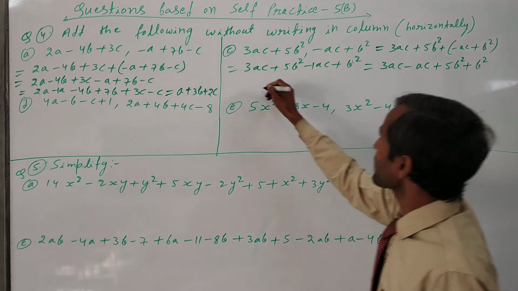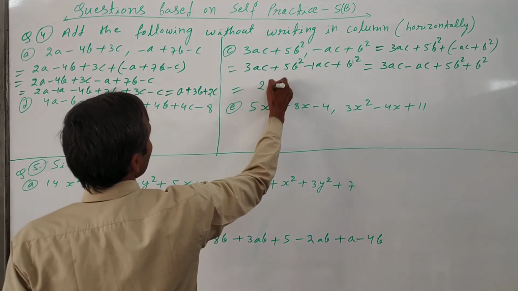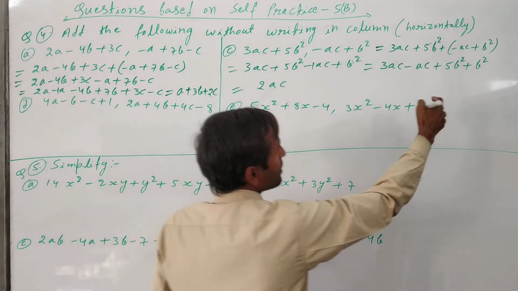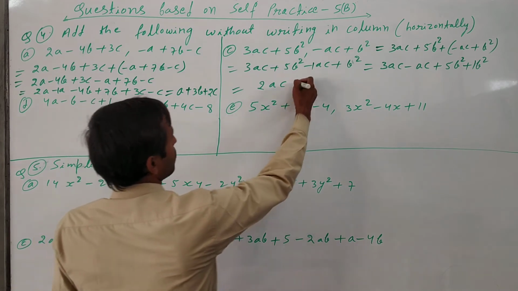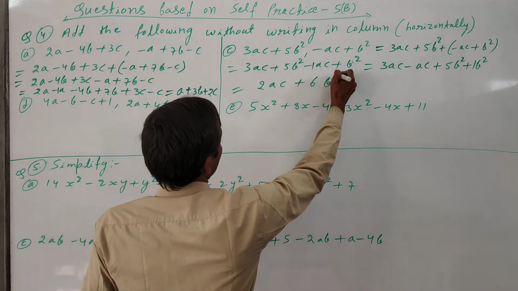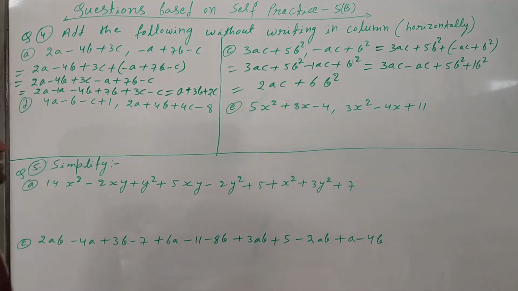Okay, so 3ac minus ac, it will come 2ac, and then 5b square plus 1b square, it will come 6b square. So write down here 6b square. This is the final answer. Okay, like that we have to do the next question also.